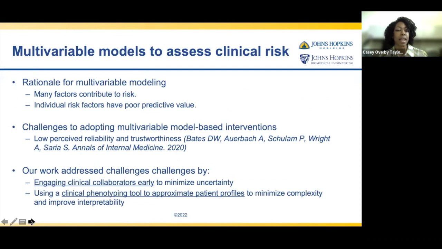There are challenges to adopt multivariable models like what I just described. And so this work addressed the challenges by first engaging clinical collaborators early. And this, as I'll show you, can minimize uncertainty in the long run. And then second, using a clinical phenotyping tool to approximate patient profiles. And by doing this, it both minimizes the complexity and improves interpretability.